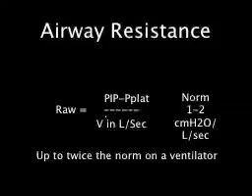Normal RAW is 1 to 2 centimeters of water per liter per second. However, this can be increased up to 2 times as much if a patient is on a ventilator, because the ventilator circuit, endotracheal tube, and so on tend to add a little resistance, or a significant amount of resistance. So we know that elevated airway resistance is related to the presence of secretions, mucus plugs, bronchospasm, small tube, kinked tube, some sort of obstructive pathology.